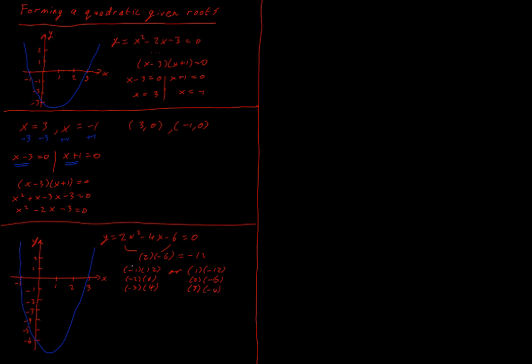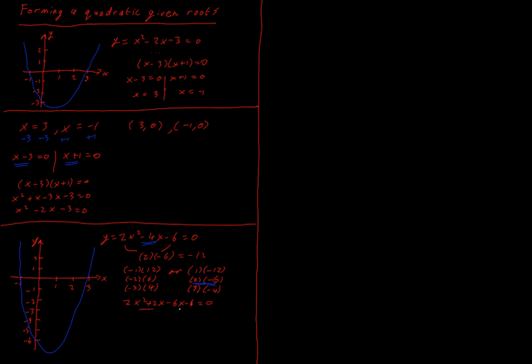We look for what factors add together to give the number in front of my x, and multiply together to give the number on the end, or sorry, to give the number minus 12. And the one that works out in this case is 2 and minus 6. Plus 2 minus 6 would give me minus 4. So I end up with 2x squared plus 2x minus 6x minus 6 is equal to 0.